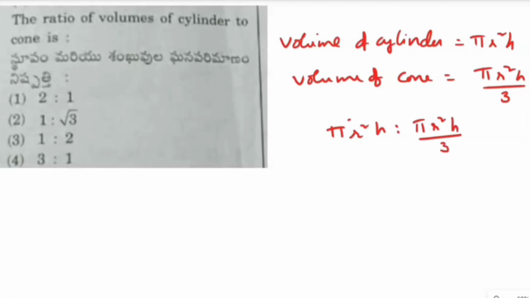Now cancelling the same terms, pi r square each, h also cancelled. So what is left over? Here nothing is there, means 1 is to, here in the numerator 1, in the denominator 3. So to remove this fraction form in the right side, you can multiply both sides with 3. Gives you 3 into 1, 3 is to, here 3 get cancelled and come to 1. So 3 is to 1 is the ratio of volume of cylinder to volume of cone. So the answer option 4.